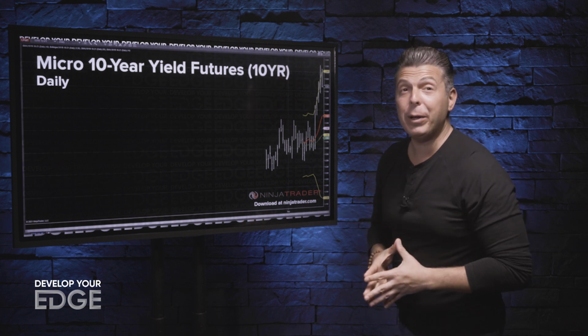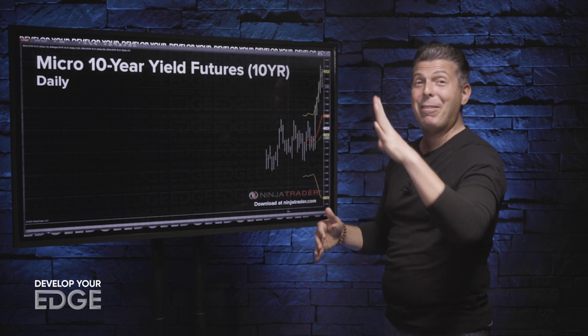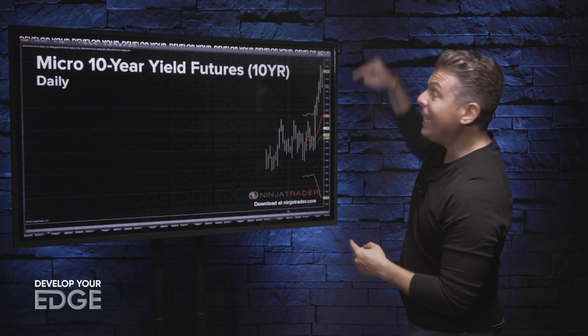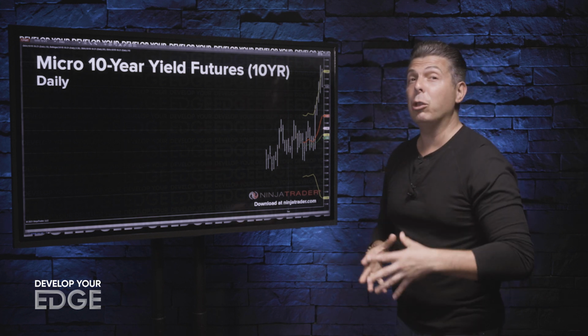This is something that's very important for us to be watching as traders, because this is an additional green light, a very bright green light, to be short equities if this look continues on the 10-year micro yields. Next, let's take a look at gold.